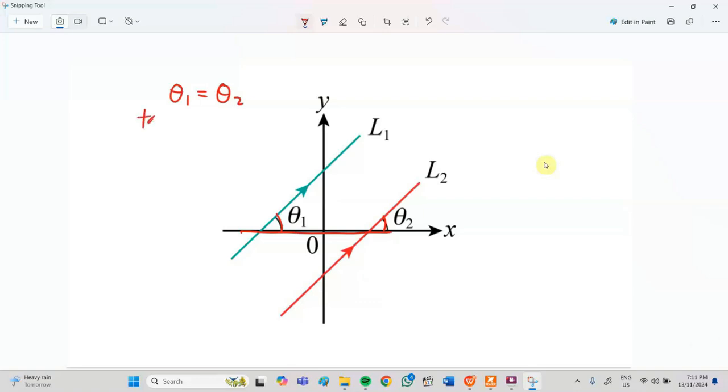And if we take the tangent of both angles, tangent of theta 1 equals tangent of theta 2. This is the gradient of line 1 and this is the gradient of line 2. Hence, the conjecture is verified.